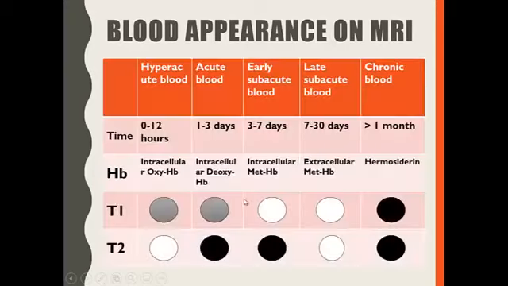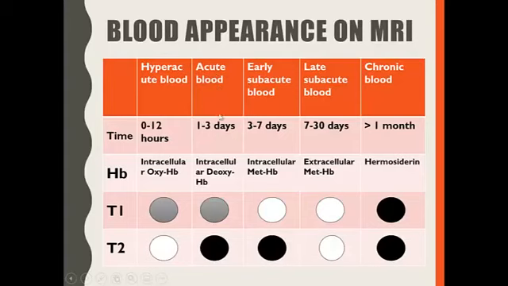By this information, we can understand this table now. Hyperacute blood, which is bleeding in the first 12 hours, here the hemoglobin is in the oxy state, and it is inside the RBCs. So it will not affect the T1 signal. T1 signal will be isointense, and T2 signal will be derived from the fluid in the plasma, so it will be bright signal. No susceptibility here.